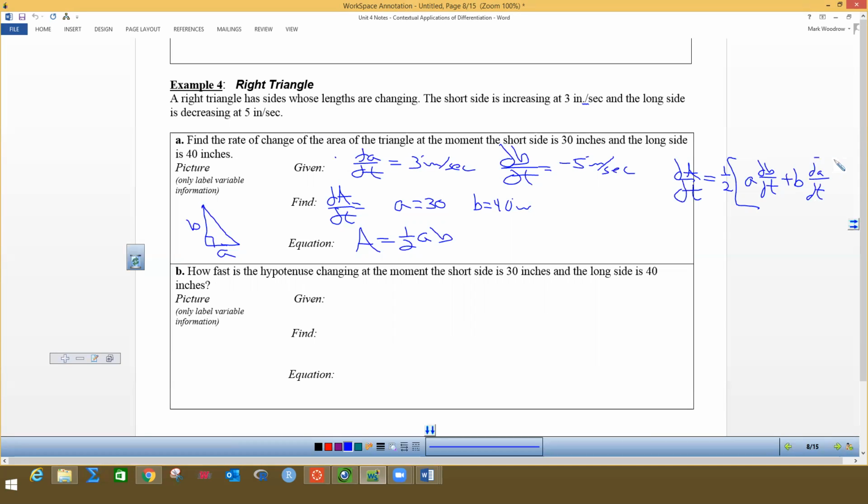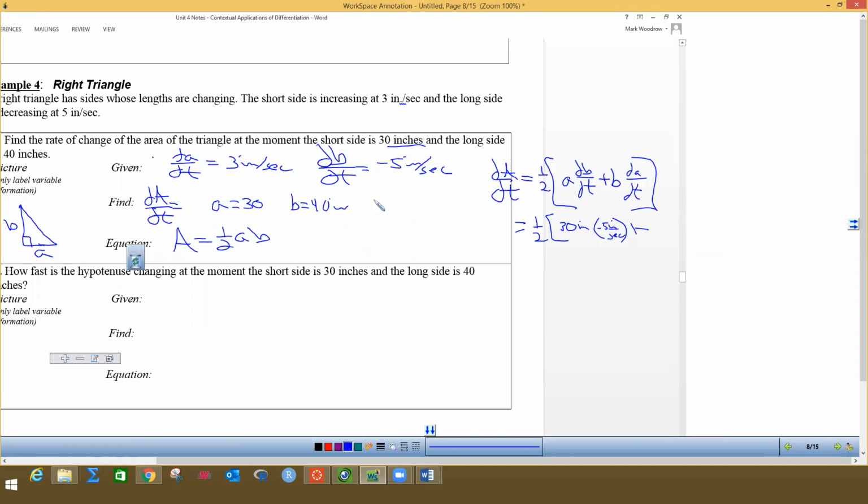And then I'm going to plug in all my values. So got that half in front. A is 30, and that's 30 inches, by the way, so I'm going to go ahead and put inches there. And then dB/dt is negative 5 inches per second. And then we're going to go plus B. B is 40. And dA/dt is 3 inches per second. And we go ahead and solve this.